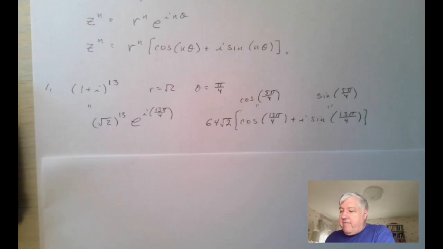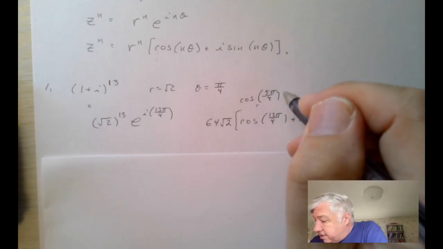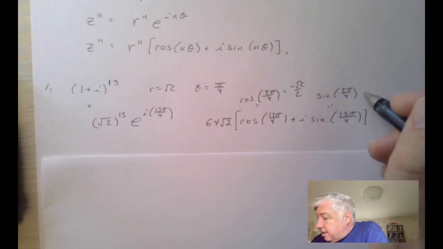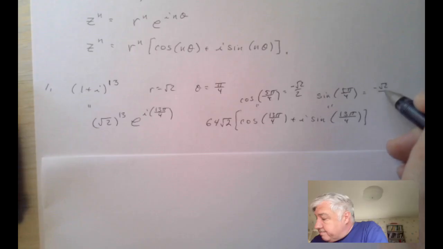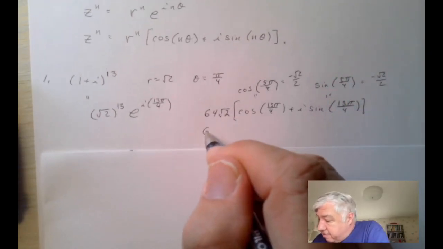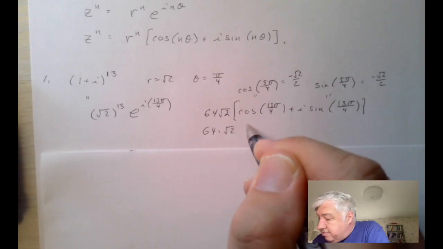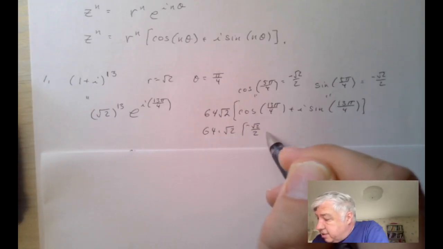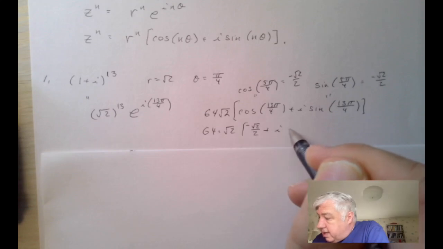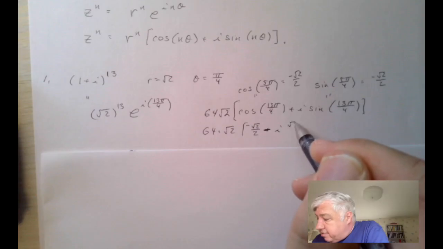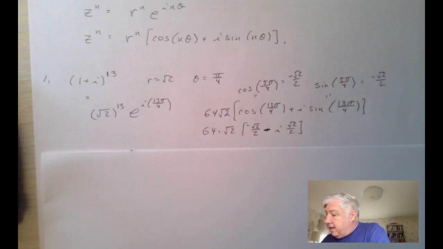Okay. 5 pi over 4 is in the middle of the third quadrant, so this is actually going to be negative root 2 over 2. Yeah, this is negative root 2 over 2. Okay. So this is going to be 64 times the square root of 2 times root 2, negative root 2 over 2, plus I, maybe I'll just make this minus I sine root 2 over 2. Okay?